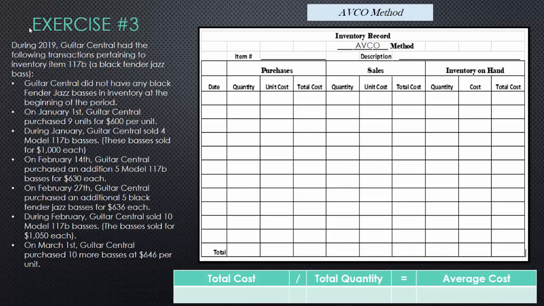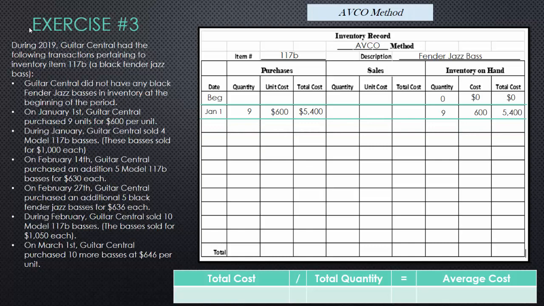So once again, we are using the AVCO method for item 117B, which is our Fender Jazz bass. Beginning inventory, well, we did not have any black Fender Jazz basses in inventory at the beginning of the period, so that's all zero. On January 1st, Guitar Central is going to purchase 9 of these for $600 a piece, which means the total cost of that purchase was $5,400. We didn't have beginning inventory, so that is also our inventory on hand after this purchase.